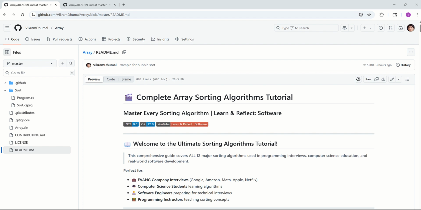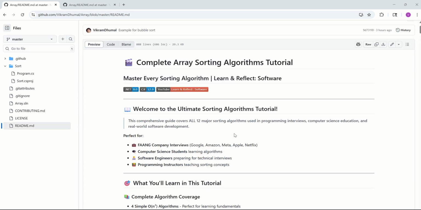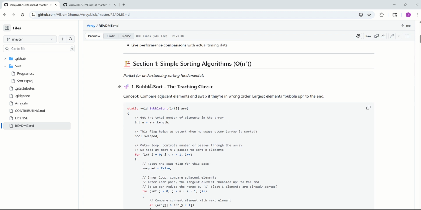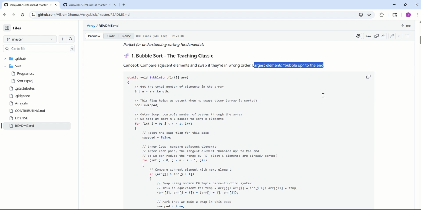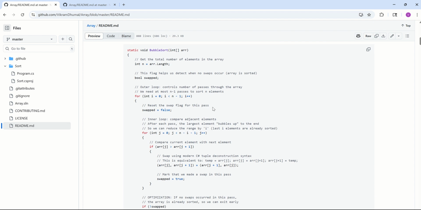Today, we are starting with the simplest algorithm, bubble sort. So what is a bubble sort? It is the one that compares adjacent elements and swaps them if they are in the wrong order. Remember the name bubble sort. What does it do? It bubbles up. The largest elements bubble up to the end. Let's go through a code sample to understand this.